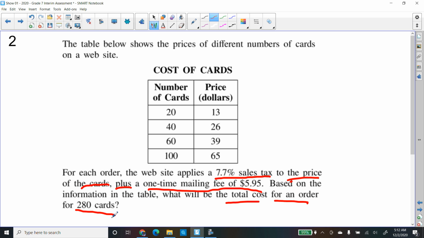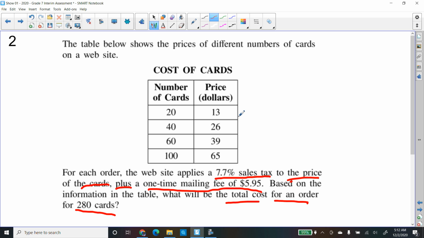All right, based on the information in the table, what will be the total cost for an order for 280 cards? We want the total cost of 280 cards. Now, the first thing I noticed, they don't have 280 cards here. The highest amount is 100. So I have to figure out how I'm going to get 280 cards. I can order different amounts, but I'm curious, what's the cost of one card?